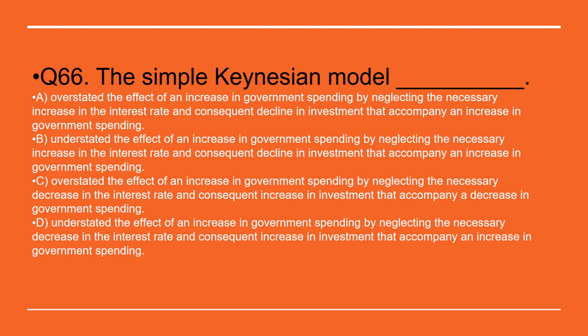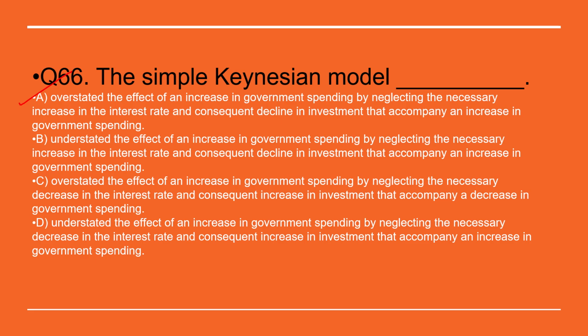The simple Keynesian model overstates the effect of an increase in government spending by neglecting the necessary increase in interest rate and consequent decline in investment that accompany an increase in government spending. So option A is correct, because the Keynesian model does not incorporate the crowding out of private investment due to increase in interest rates, thus reducing the overall impact of fiscal policy. That's why the simple Keynesian model overstates the impact of an increase in government spending.